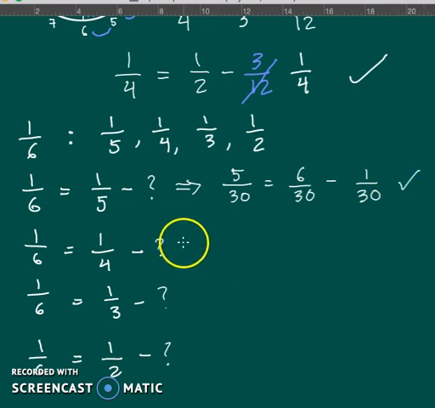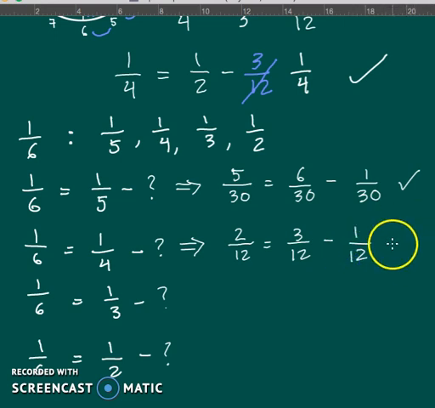Great. Let's take a look at the next one. So what is the lowest common multiple of 6 and 4? It's 12. So how do I get to a denominator of 12 from 1/6? That is the same as writing 2/12 is equal to 3/12 minus what? So 3/12 minus what is 2/12? Well, 1/12. That's also a unit fraction.